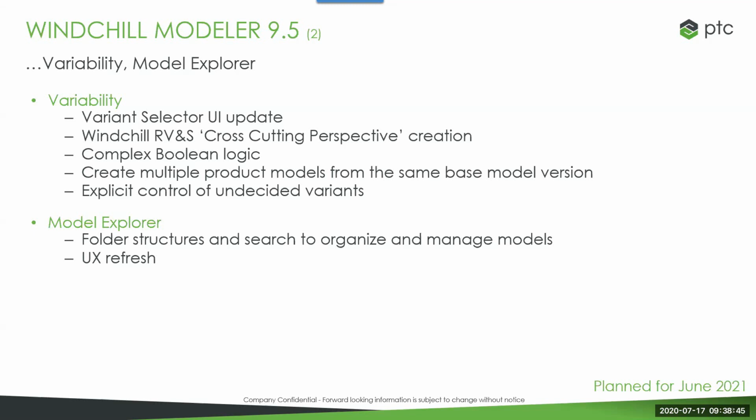We plan to improve our support for Boolean logic, creating multiple models from the same base model version to make it a bit easier to manage multiple product models. And then control of undecided variants, so give the user more explicit control there. For Model Explorer, we're planning folder structures. So we'd like to introduce a new layer within Model Explorer to give us a better way to manage and organize our models. And potentially as well, we'll do a user experience or a UI refresh for Model Explorer.